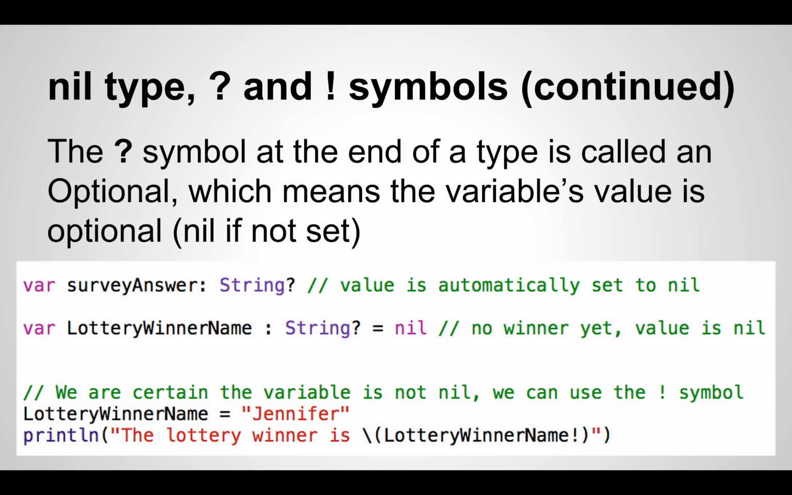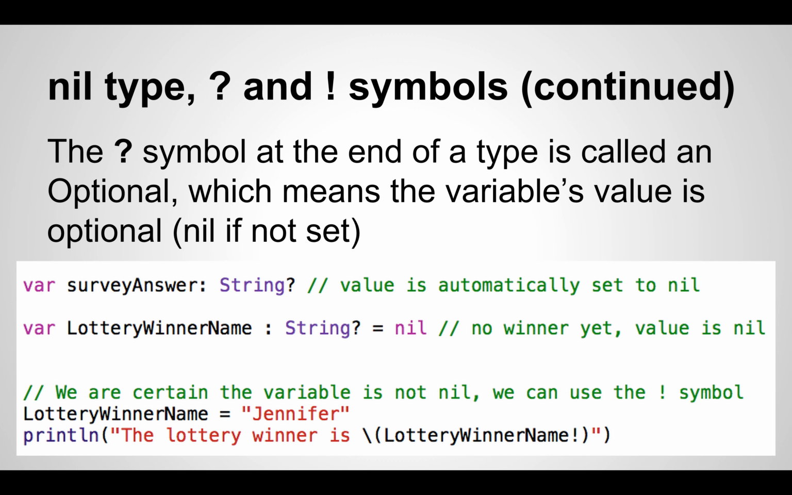And final slide here, the question mark symbol at the end of a type is called optional, which means the variable's value is optional. Nil if not set. So if you do not set the value of, let's say, surveyAnswer, you do not have any value yet. If you put a question mark at the end, it will automatically set it to nil.